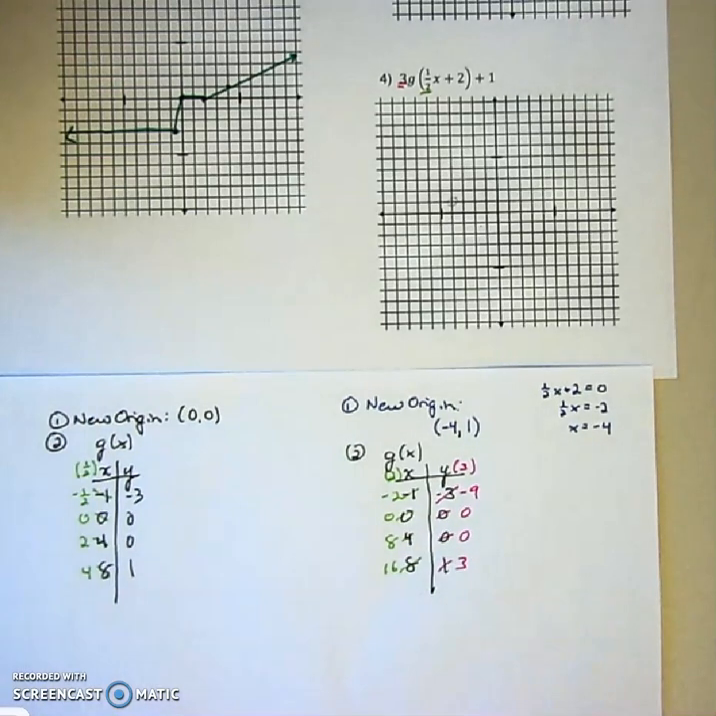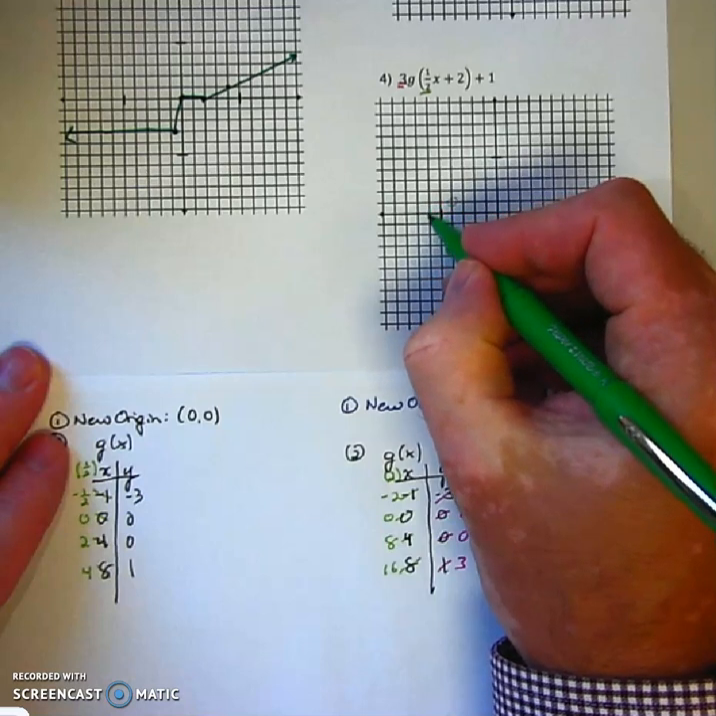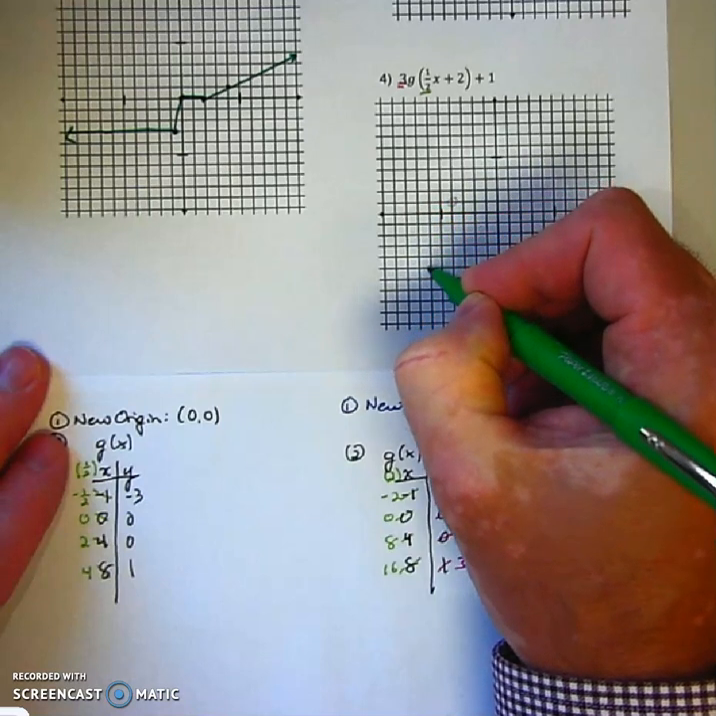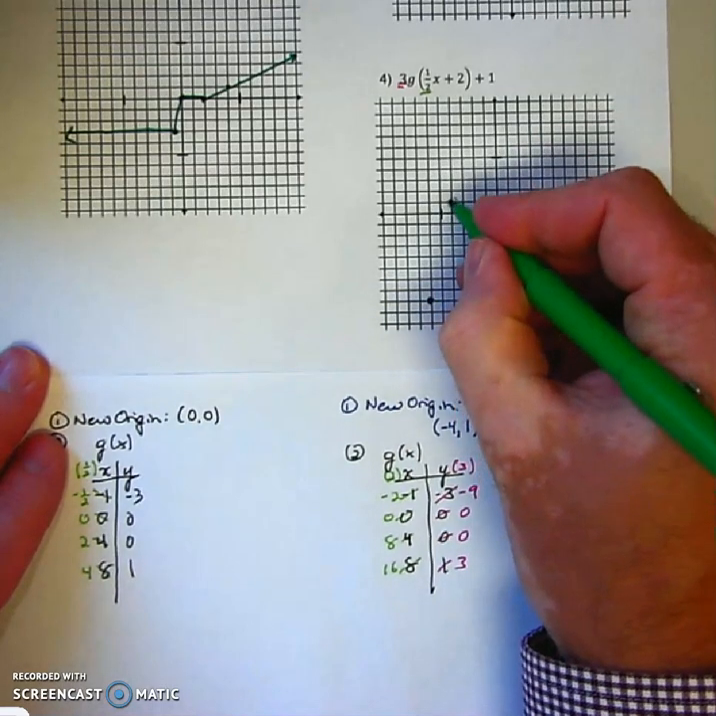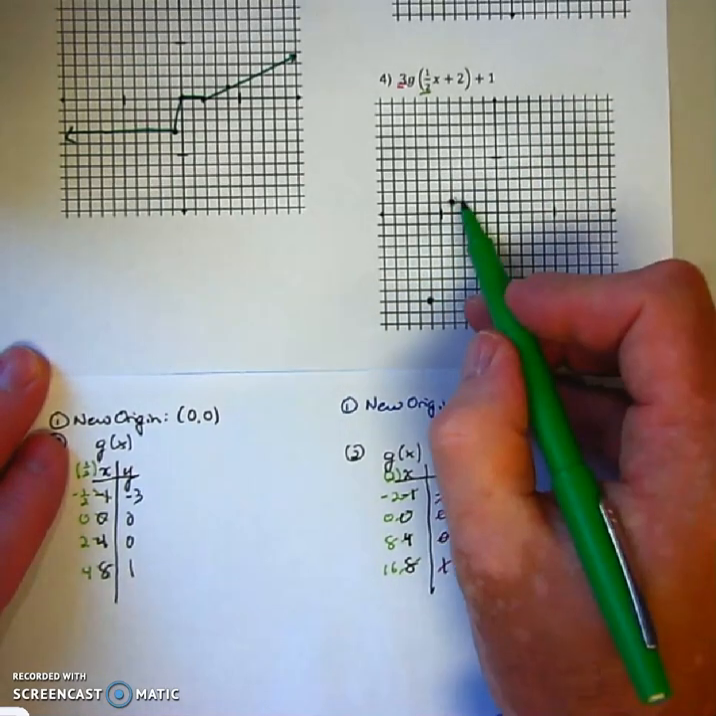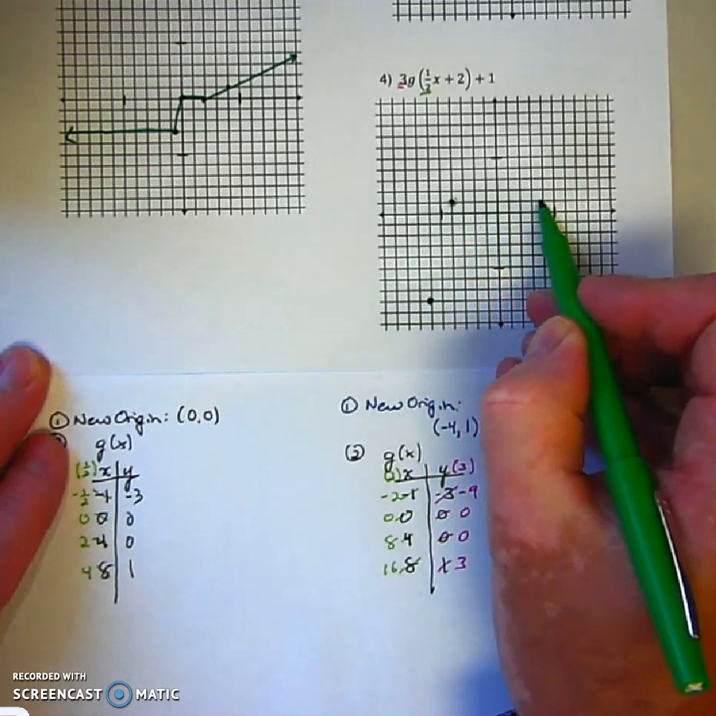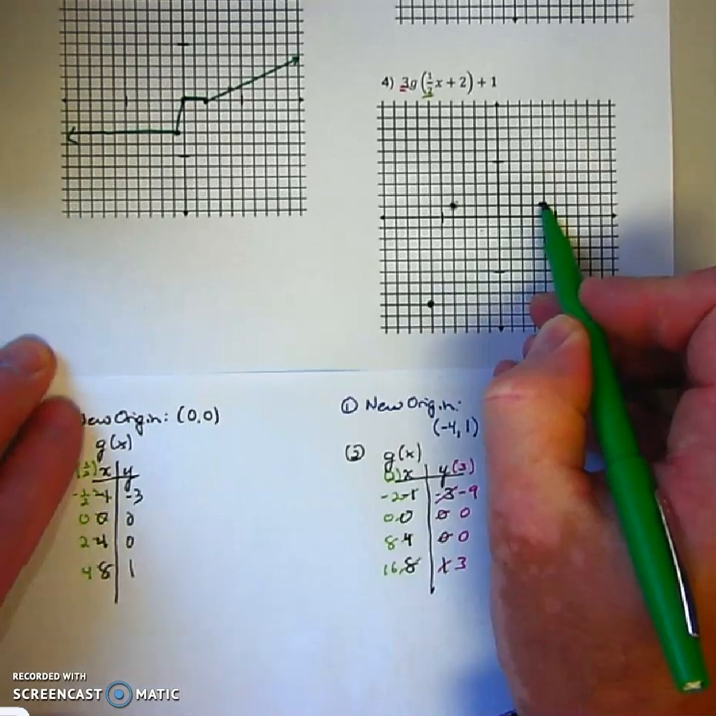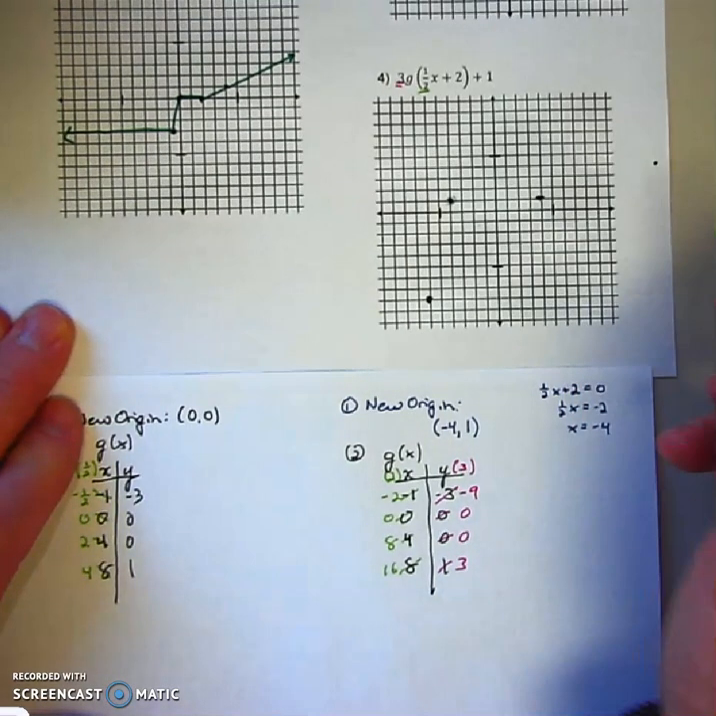And so now we can go ahead and sketch this graph. From the new origin, I'm going to move left 2, down 9. 1, 2, 3, 4, 5, 6, 7, 8, 9. I'm going to move over 0, up 0. I'm going to move right 8. 1, 2, 3, 4, 5, 6, 7, 8, up 0. And I'm going to move right 16, up 3, which is somewhere out there.